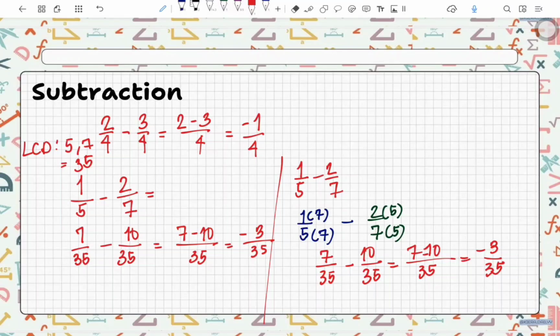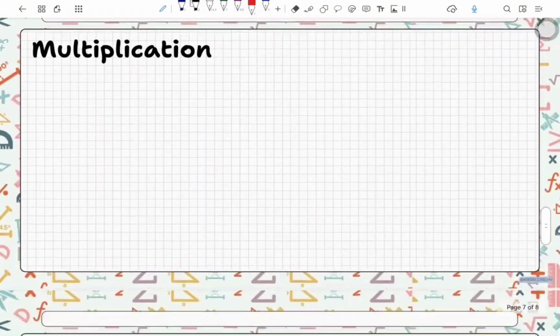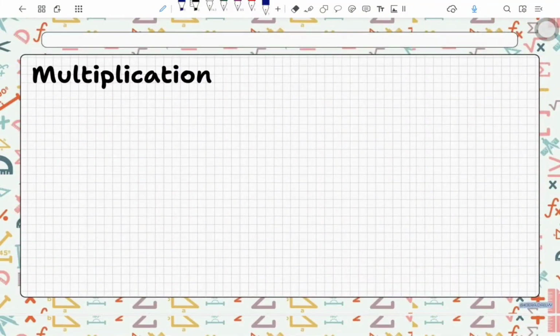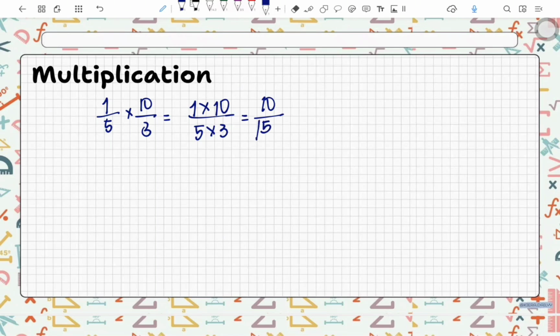Similar rules apply for addition and subtraction of fractions. Now let's go over multiplication. So for multiplication, this time we don't need to care if the denominators are the same. We are just going to multiply the numerators together and the denominators together. For example, 1 over 5 multiplied by 10 over 3. So this will be 1 times 10 and then 5 times 3. So 1 times 10 is 10. 5 times 3 is 15. So that's the multiplication of fractions. We just multiply numerator to numerator, denominator to denominator.